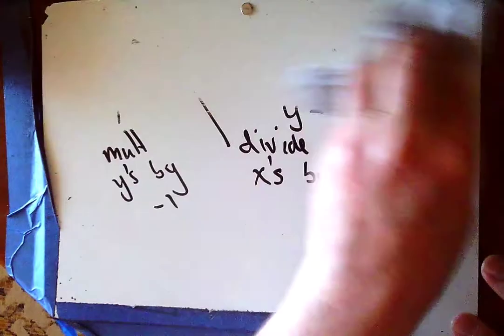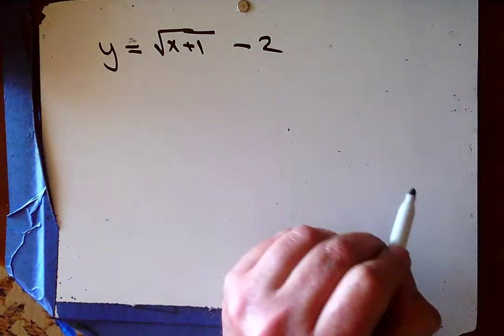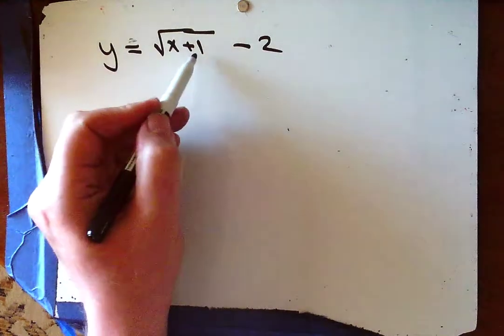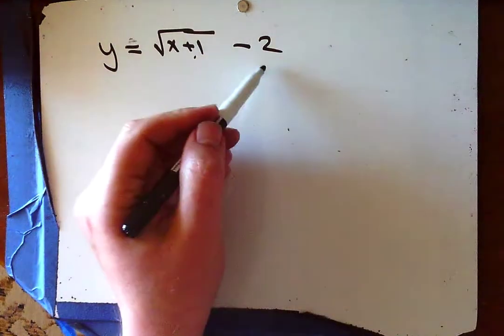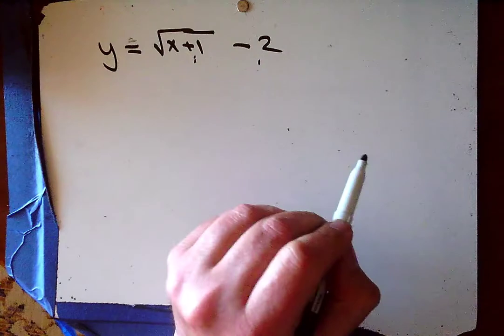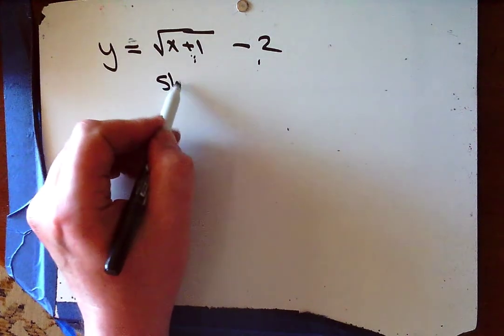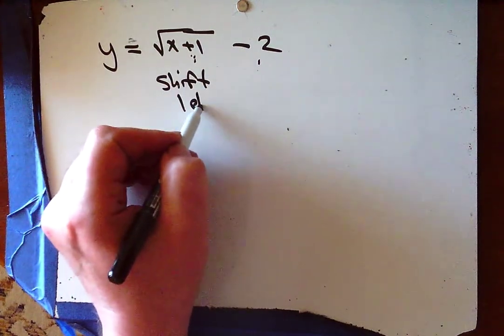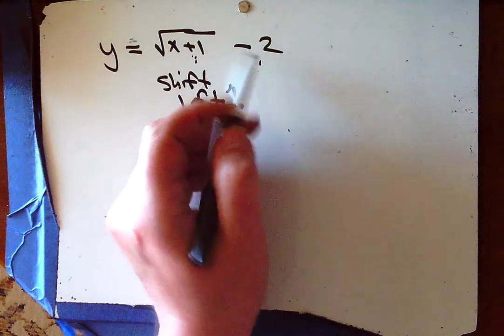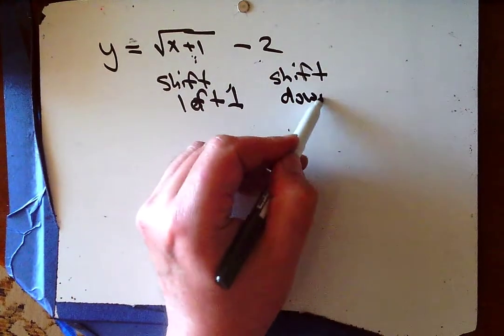But wait, there's more. So now let's look at a situation like this. We've got y equals square root of x plus 1 minus 2. Now what I like about this function is I've got one transformation inside the function and one transformation outside the function. I know this one will affect the x's. I know this one will affect the y's. I know that inside is opposite land, so this is going to shift the graph left 1, and this minus 2 outside the function affects y values, so the graph is going to shift down 2.